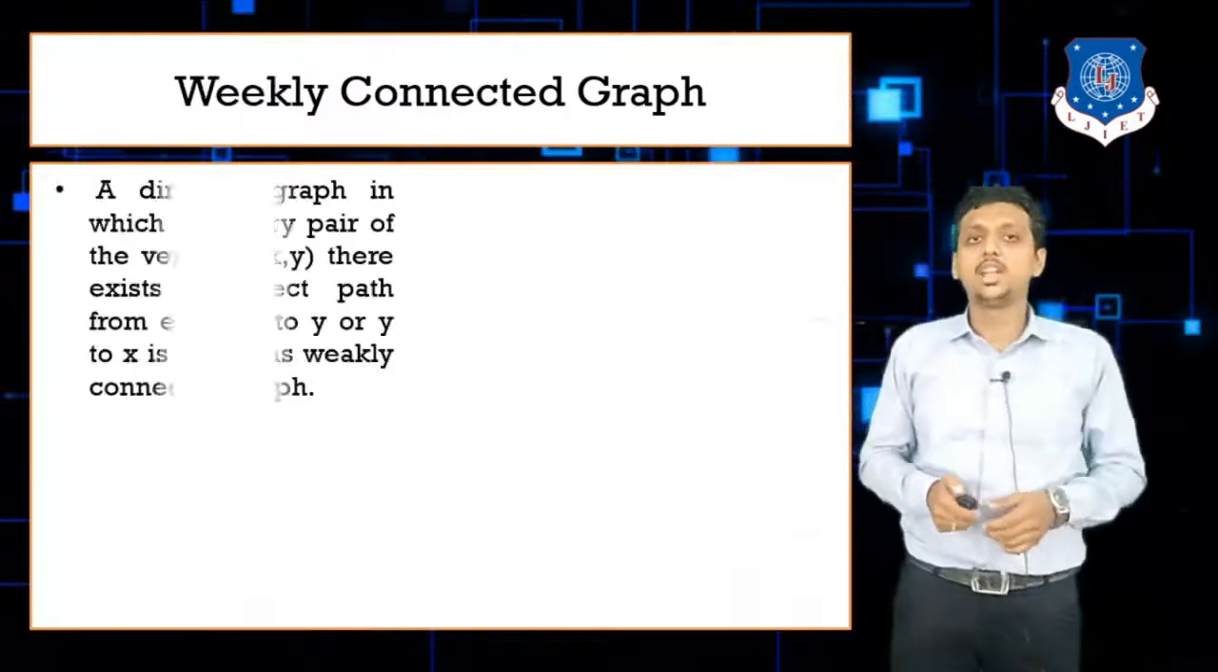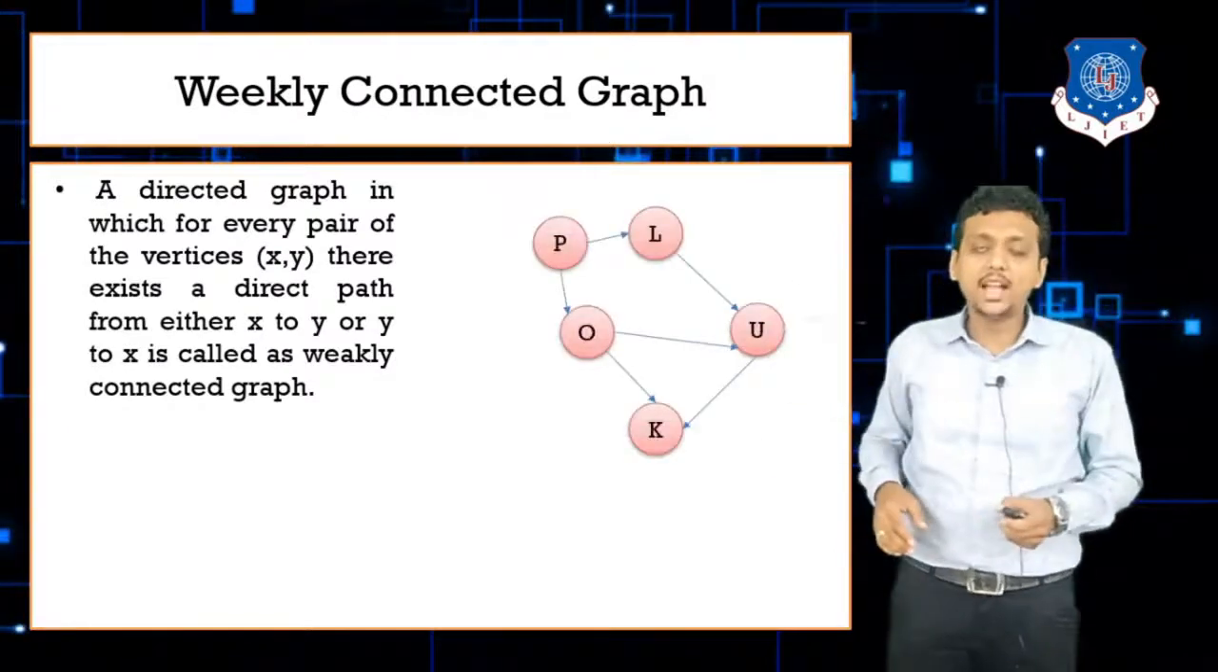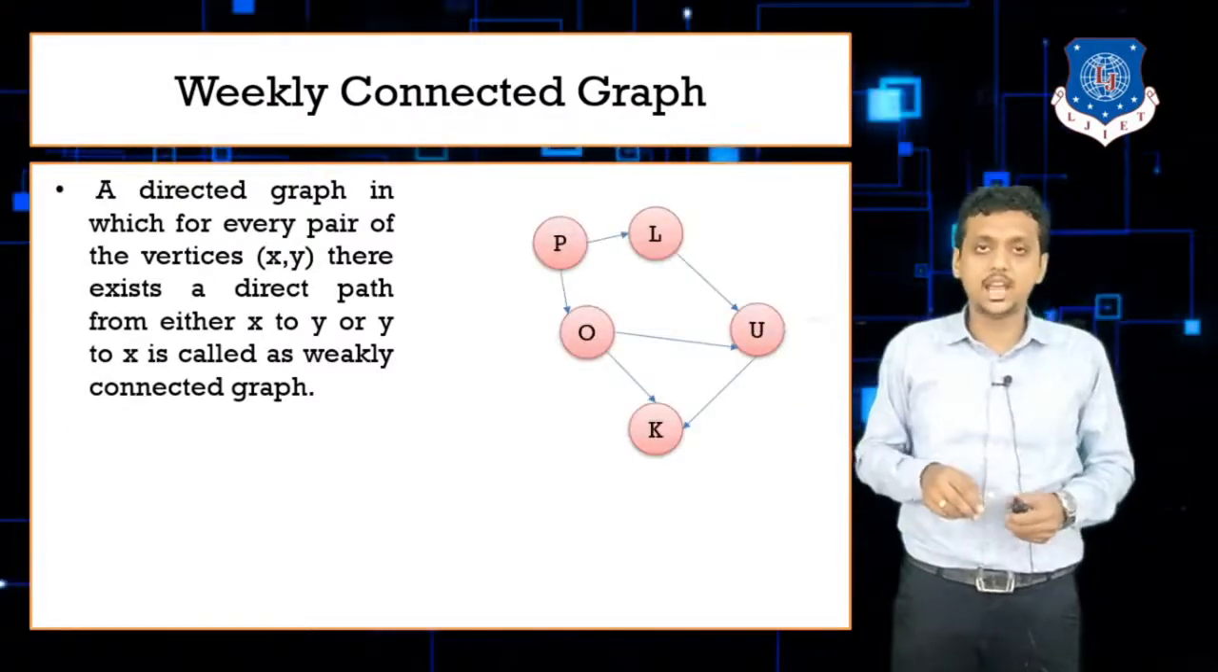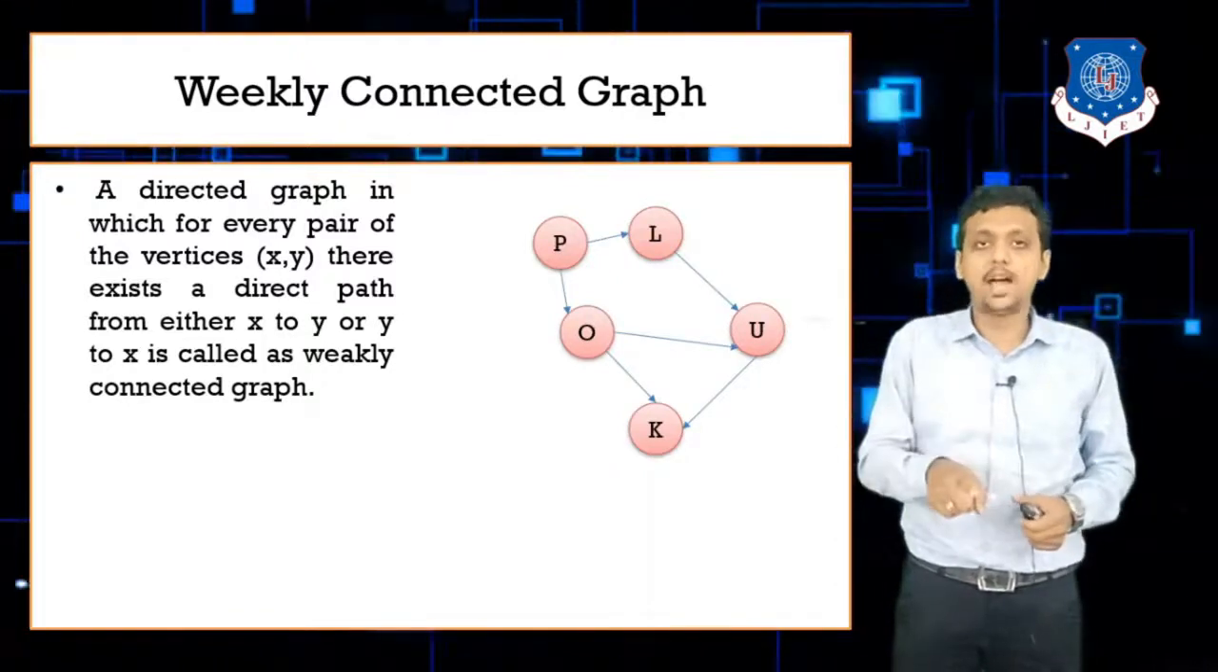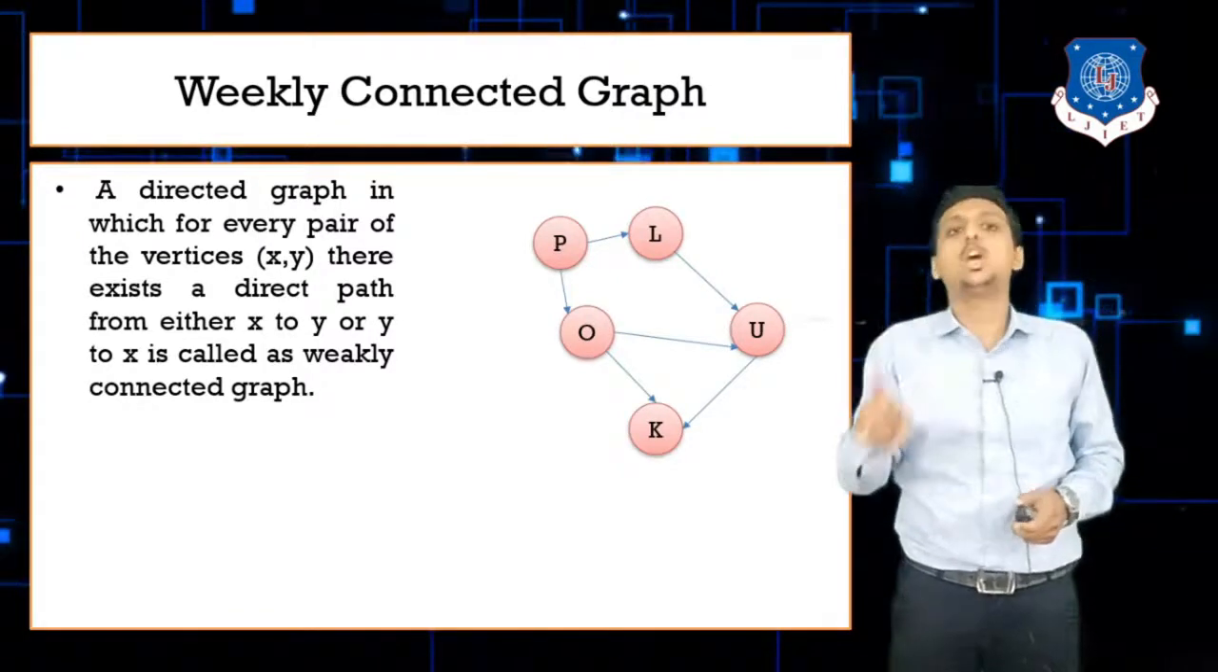And if you find a path between only one direction, like if I am talking about P to L, then you will get a path either from P to L or from L to P.